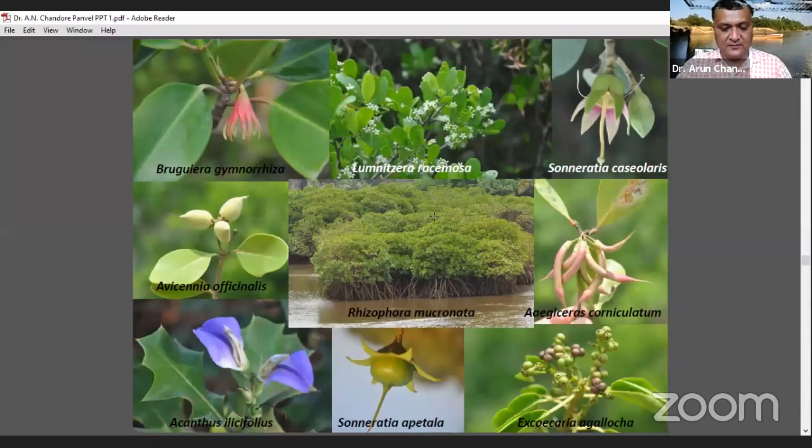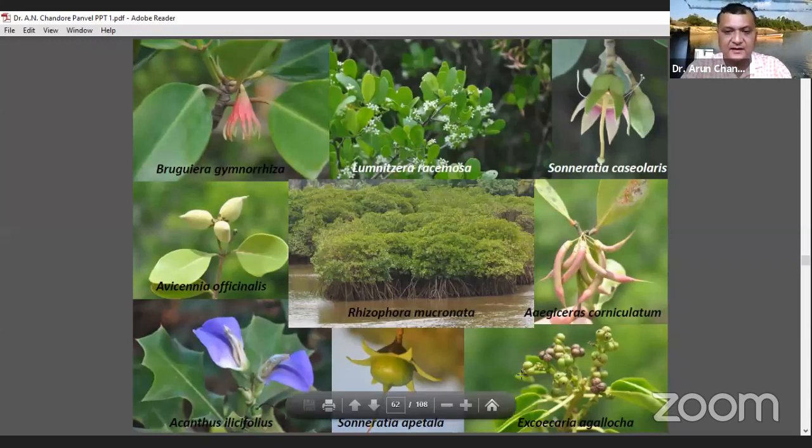About 110 mangrove species are recognized throughout the world, while in India about 25 species of mangroves are reported, and towards the west coast near about 20 species are reported. I have collected about 17 species of mangroves from the Maharashtra coast. These are Bruguiera, Lumnitzera, Sonneratia, Avicennia, Rhizophora, Aegiceras, Acanthus ilicifolius, Sonneratia, and Excoecaria.